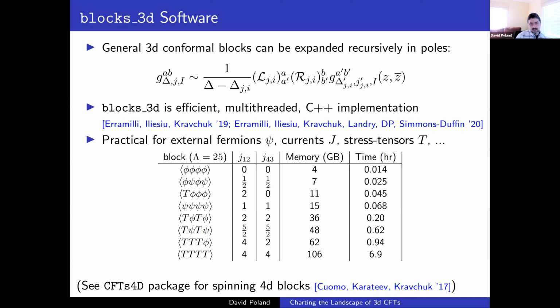So we made an efficient C++ implementation of this recursion relation, and it seems to be fairly practical for computing conformal blocks, at least involving low spin operators like fermions, currents, and stress tensors, in a reasonable amount of time.